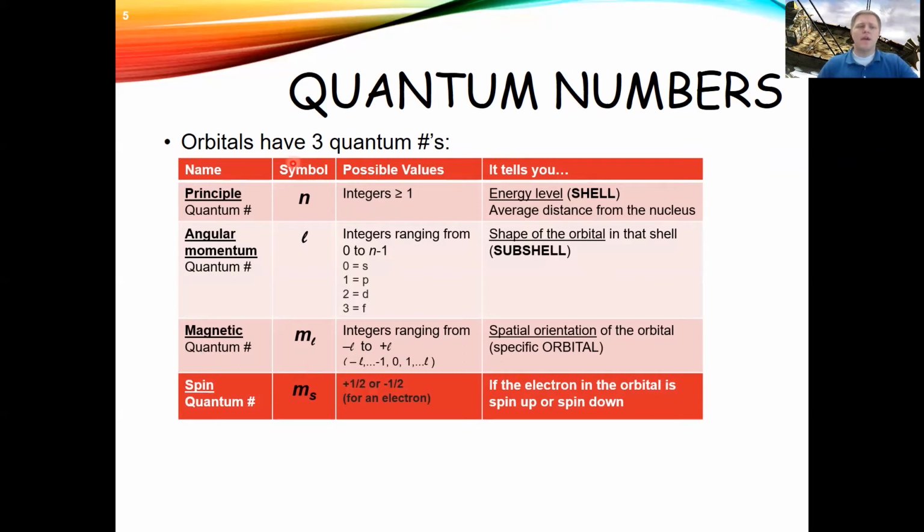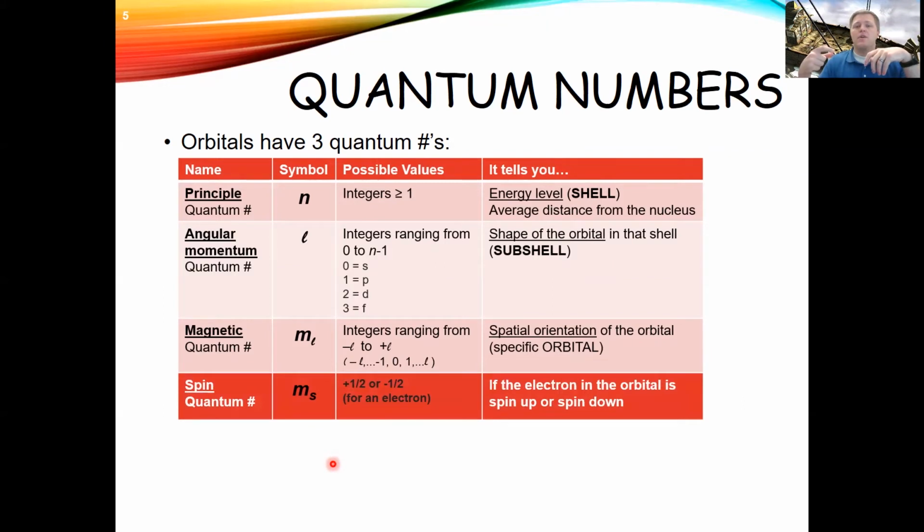So the way to think about this is kind of like an address for an electron. N is the city it's in, L is the street address, M sub L is the house number, and M sub S is the individual resident. And these are all stacked within each other. And so they all depend on L. So they all depend on N.